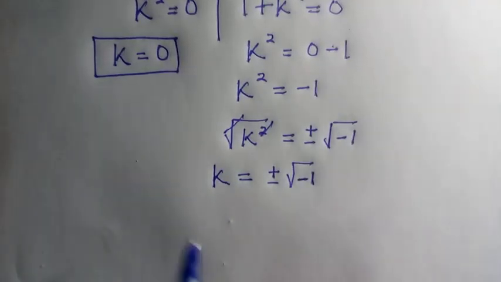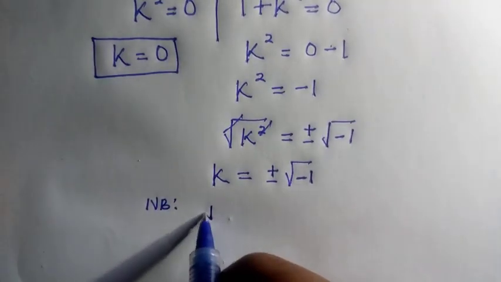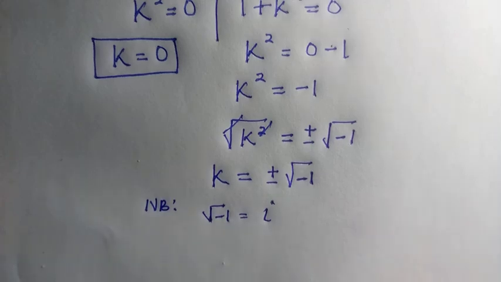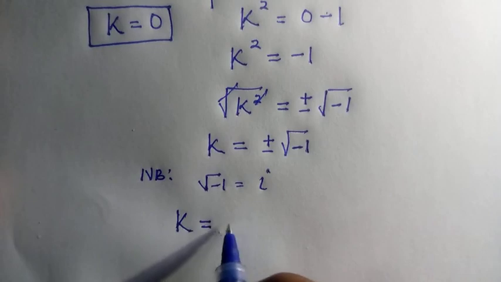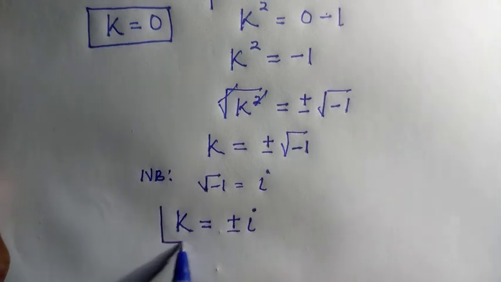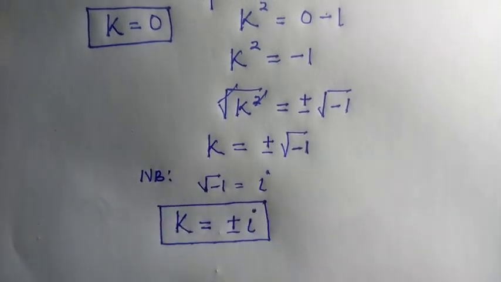But we have to note that for this square root of minus 1, anytime we have root minus 1, it is given as i, which is iota. Therefore, we replace k with plus or minus i. So here are the solutions that satisfy this problem: k equals plus or minus i is the only complex solution that we have.